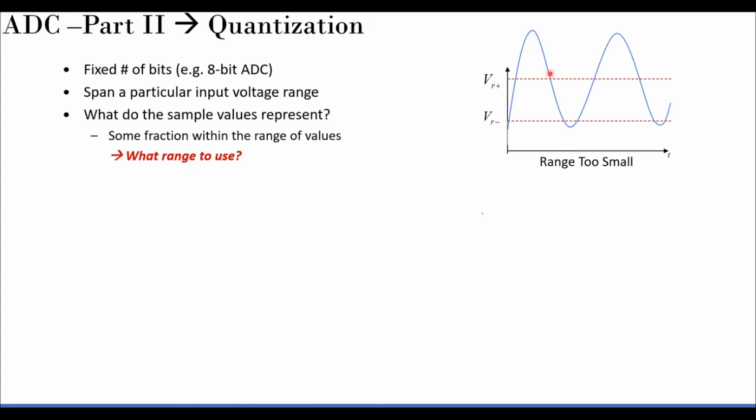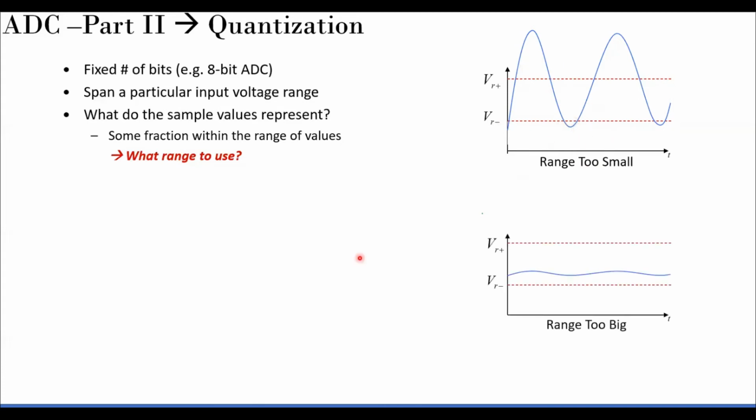So this is your input signal. Shall I span my range from VR minus to VR plus? No, because the range is too small. This part is gone, and this part which is outside is also gone. Shall I do it this way?